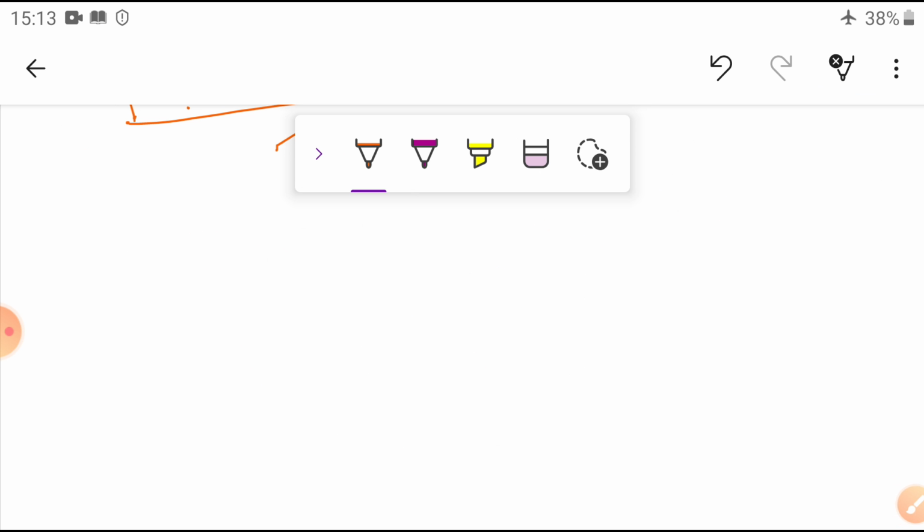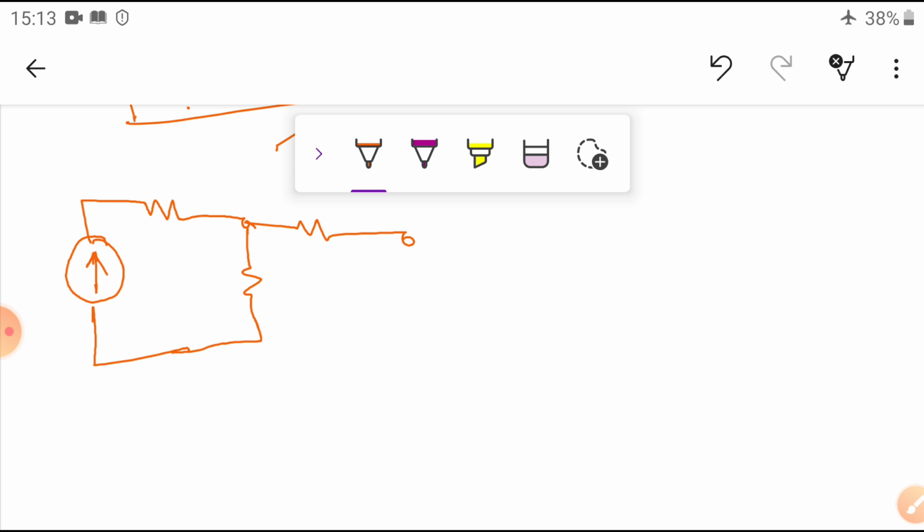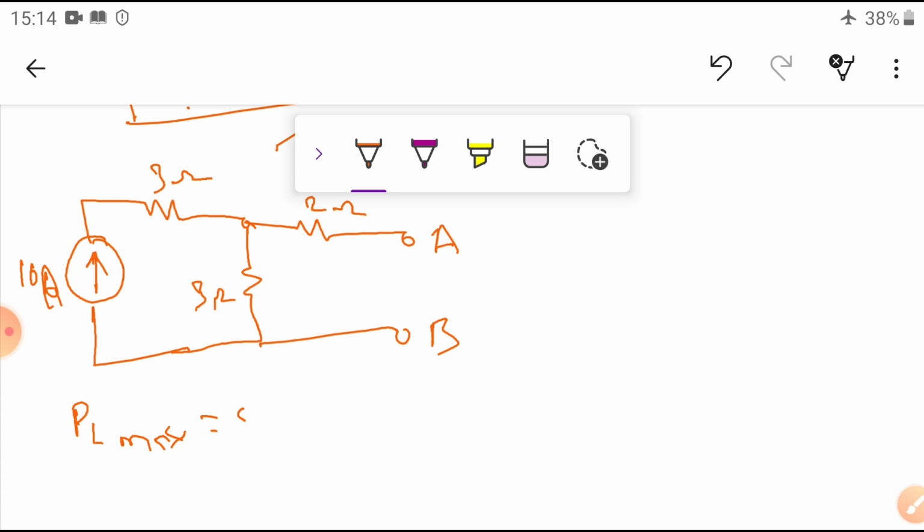What is given here? One current source, connected to one resistance, which is connected to another resistance, and here another resistance. For example, this is A and this is B. The current source is 10 amperes. This is 3 ohms, this is 3 ohms, and here is 2 ohms. Now I want to know P L max, how much maximum power is transmitted to the AB terminals.